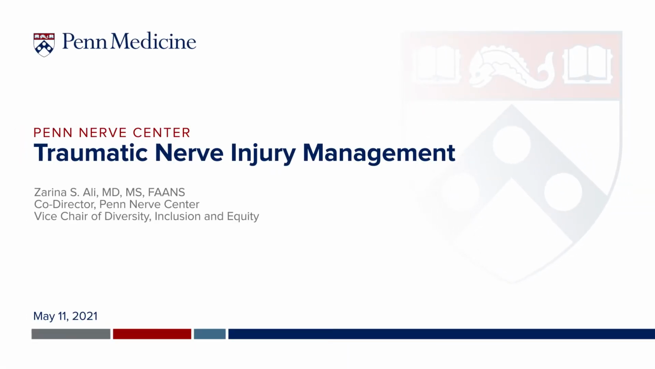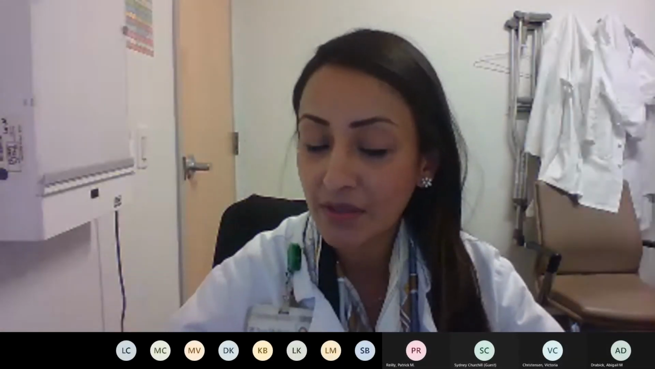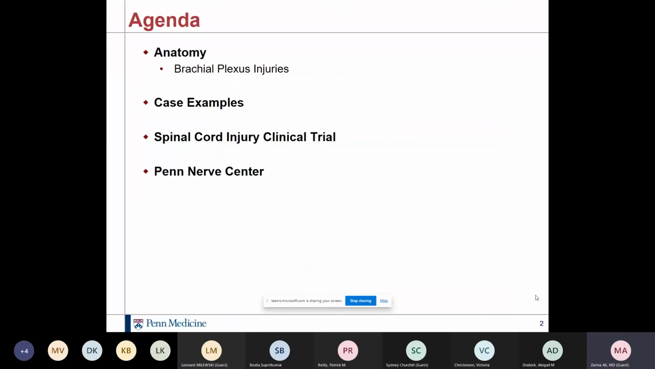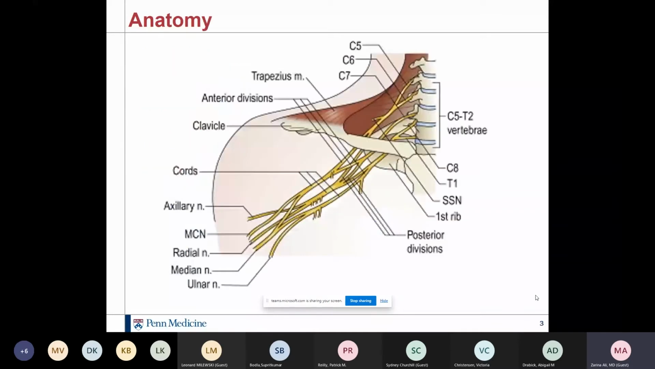I am going to talk to you guys today about management of traumatic nerve injuries, and I am presenting this here from our Penn Nerve Center at Presbyterian Hospital, which I'll talk a little bit about. So I'm going to start very briefly with a review of the general anatomy, particularly of the brachial plexus, and then we'll talk about some case examples and some of the work we're doing at Penn related to our spinal cord injury clinical trial, and then lastly touch base on our new Penn Nerve Center.